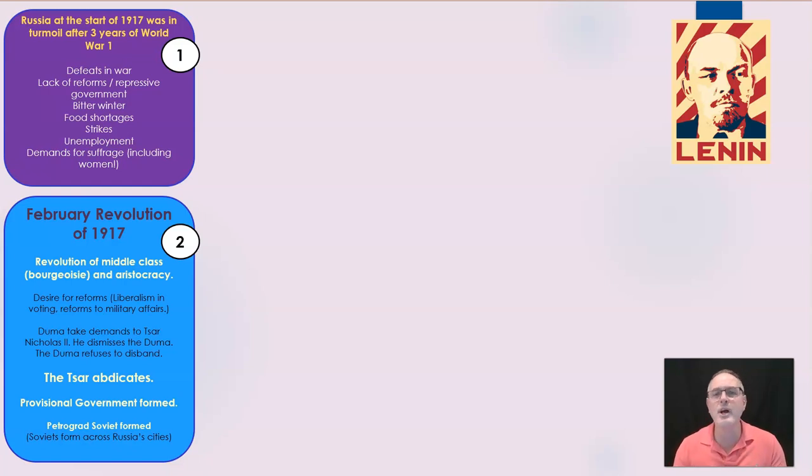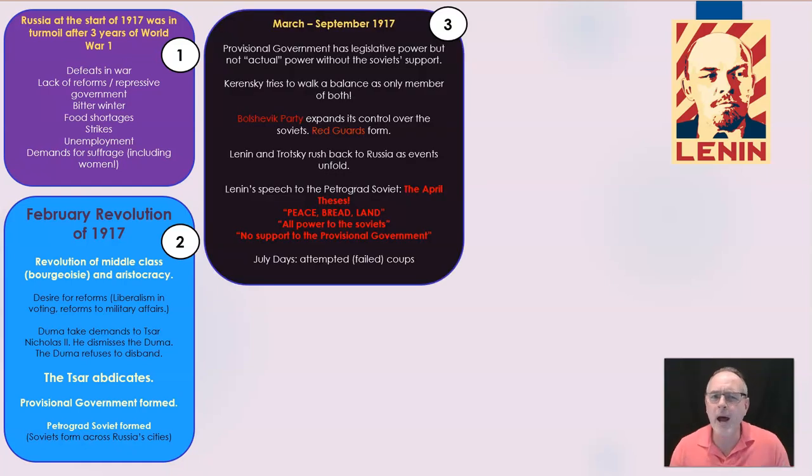Now, a Soviet is a Russian word for a committee of workers, soldiers, sailors. It's a committee-led group, if you like, almost a club. Soviets are formed all across Russia's towns and cities by workers' groups. So from March to September 1917, it's the provisional government preparing to have a vote for a constitutional assembly and new parliament that has power to make law, but not actually power on the streets of Russia without the support of the Soviet workers' committees.